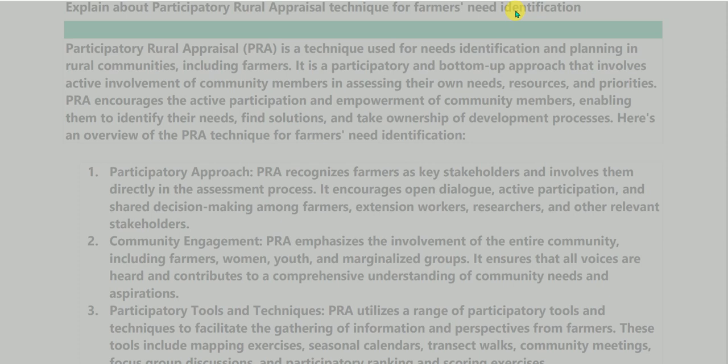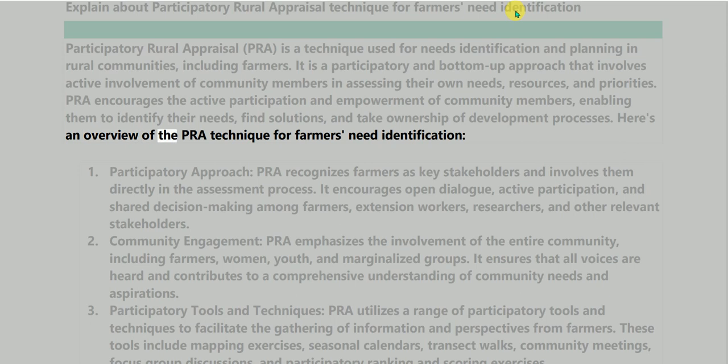Explain about participatory rural appraisal technique for farmers' need identification. Participatory rural appraisal, PRA, is a technique used for needs identification and planning in rural communities, including farmers. It is a participatory and bottom-up approach that involves active involvement of community members in assessing their own needs, resources, and priorities. PRA encourages the active participation and empowerment of community members, enabling them to identify their needs, find solutions, and take ownership of development processes.